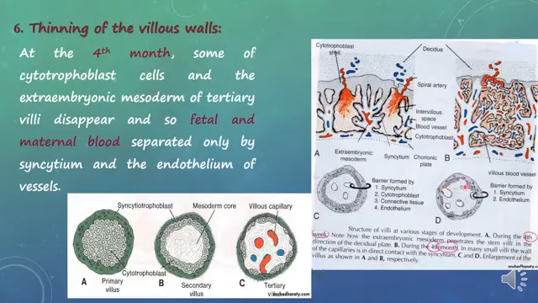This is the secondary villus. But from the fourth month, we notice that some of the cytotrophoblast cells and extraembryonic mesoderm of the tertiary villi disappear. And we notice that the fetal and maternal blood are separated only by the syncytium and the endothelium of the vessels.